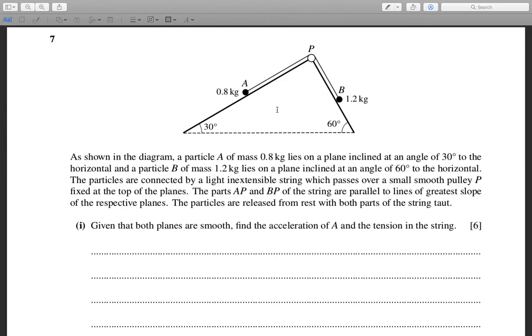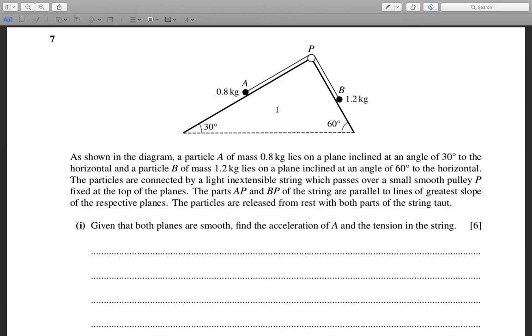The parts AP and BP of the string are parallel to lines of greatest slope of the respective planes. The particles are released from rest with the string taut. Question 1: given that both planes are smooth, find the acceleration of A and the tension in the string.